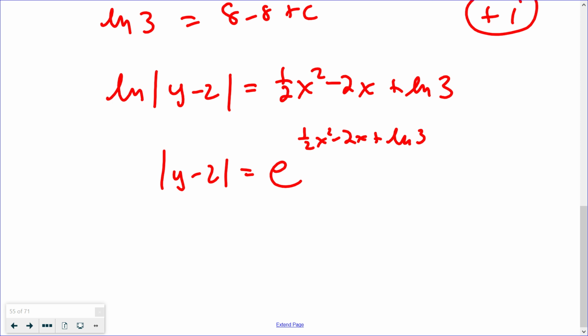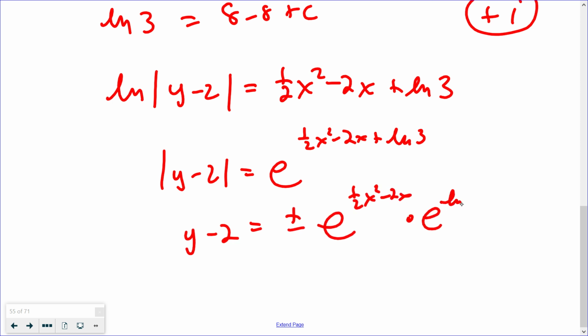So that means I would have had to simplify, correct? I would have had to simplify. So then I get y minus 2 equals plus or minus e to the 1/2 x squared minus 2x times e to the natural log of 3. Okay? You could have put the negative 2x downstairs, but then you'd have to do it times the e to the negative 2. But just keep the x's together.